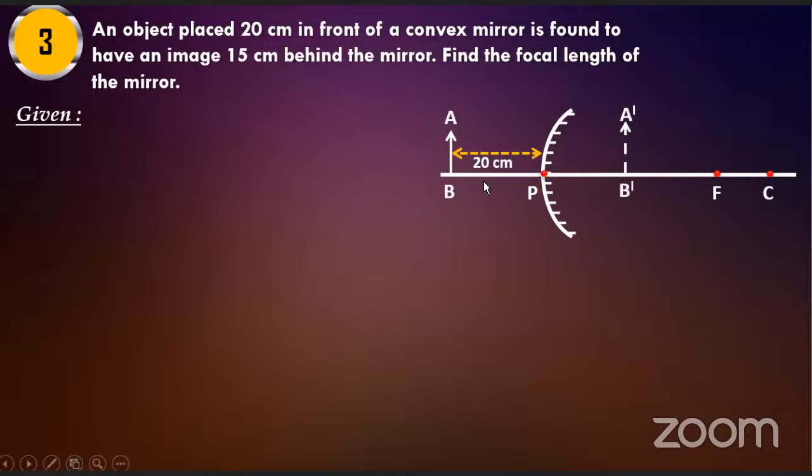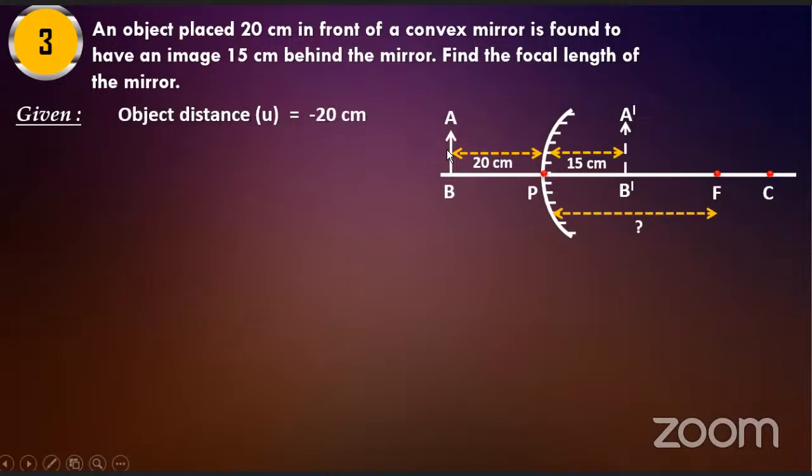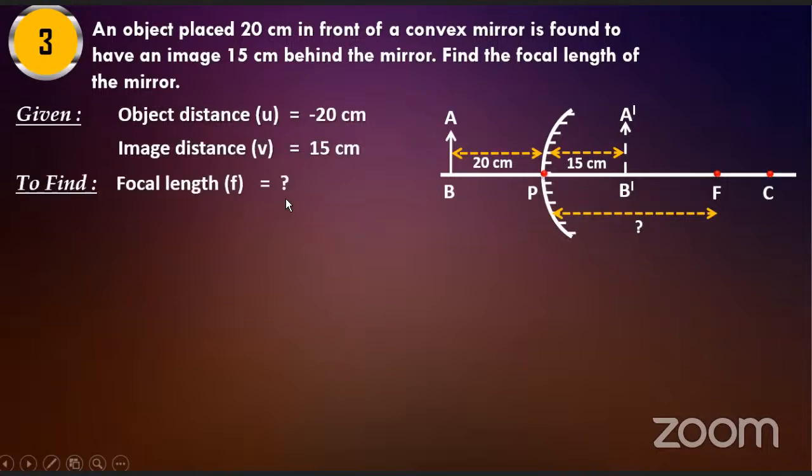Object distance is 20 centimeters and image distance, somewhere here between P and F, is 15 centimeters. So note down those two values. Object distance u is equal to minus 20 centimeters, and image distance v is equal to plus 15 centimeters. To find focal length, f is equal to question mark.